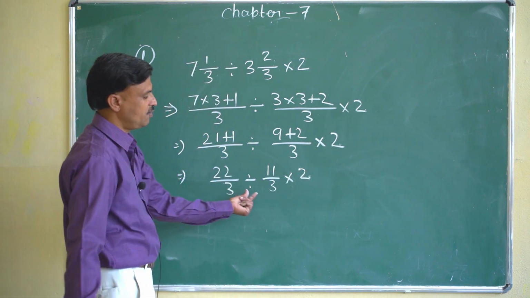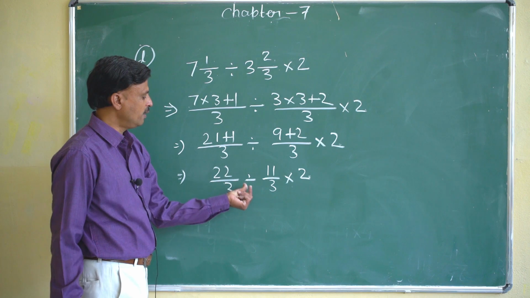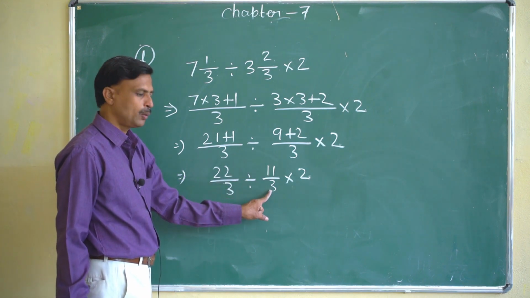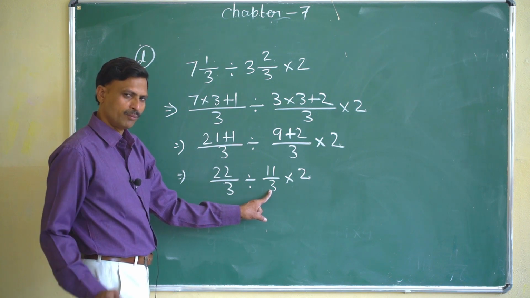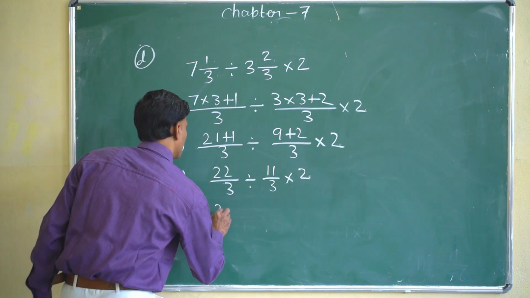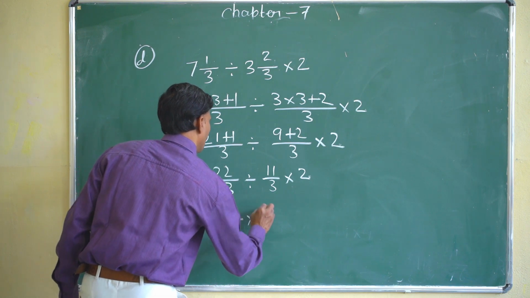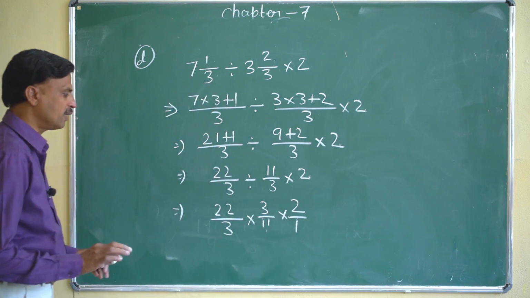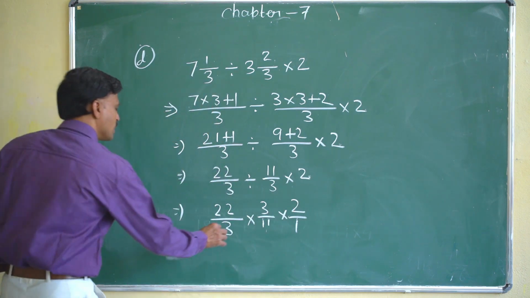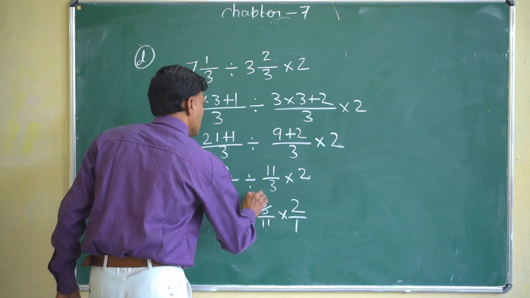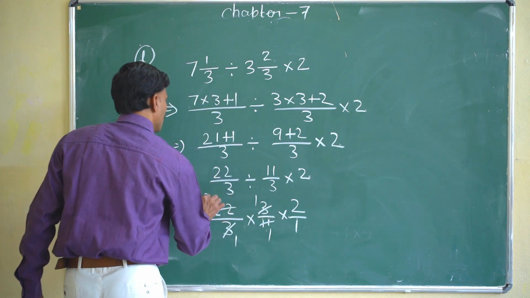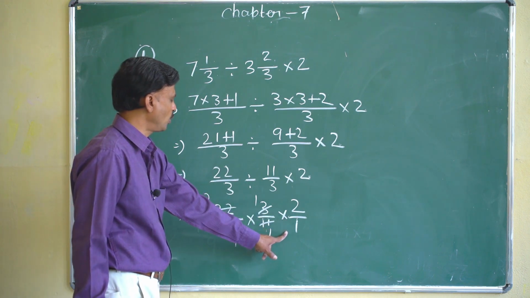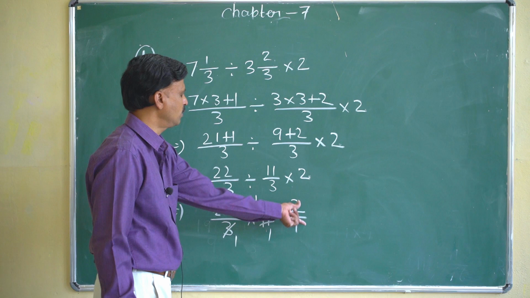Then this is division. As I told you, we'll convert it into multiplication, so we'll take the reciprocal of this value. This 11 upon 3 becomes 3 upon 11. Now 2 upon 3 multiplied by 3 upon 11 multiplied by 2 upon 1. Now we'll see if any cancellation is possible, and we'll cancel it. The 3 cancels with the 3, and 11 cancels. So we are getting only 2 upon 1, 1 upon 1, 2 upon 1. Means only 2, 1, 2.